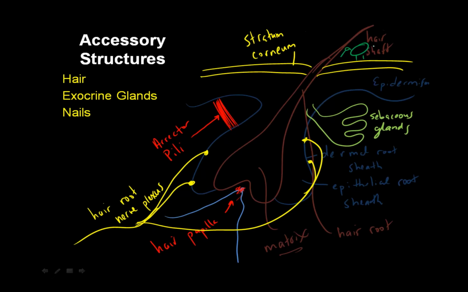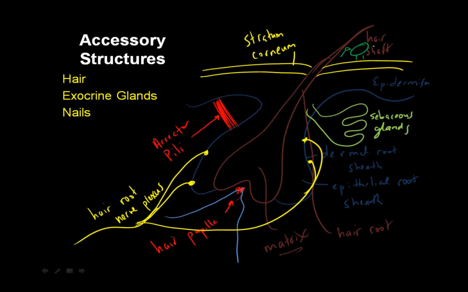It's also the site where melanocytes are found. Okay, melanocytes are found here in the matrix, and they're transmitting or transferring pigments into the surrounding hair cells so that they have pigmentation as well.